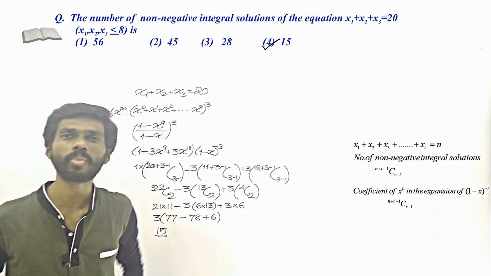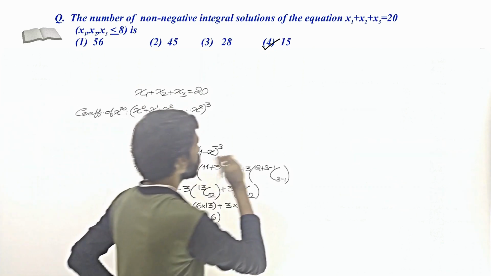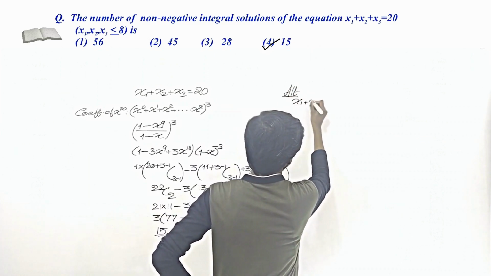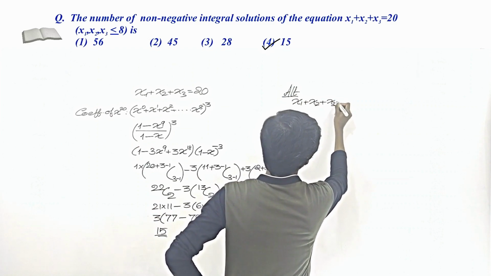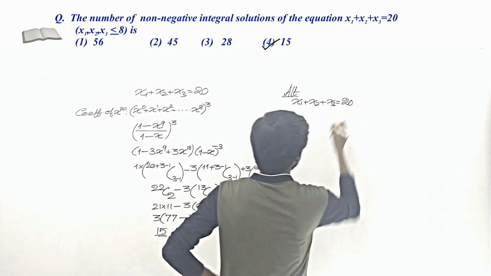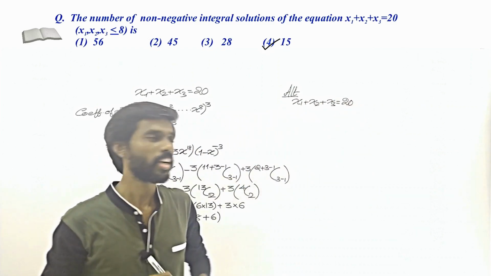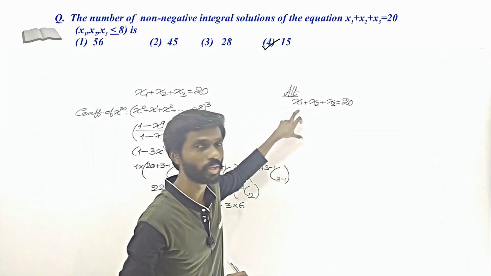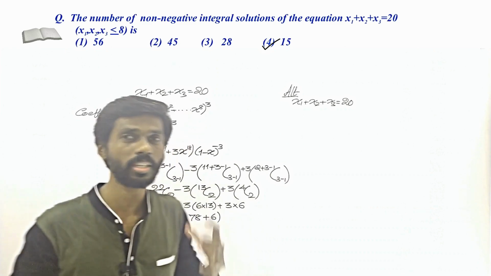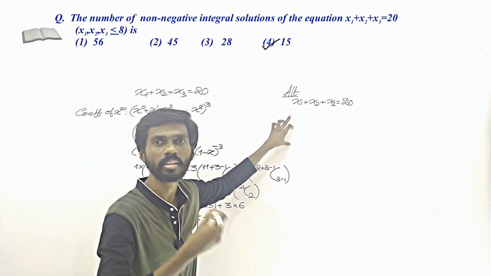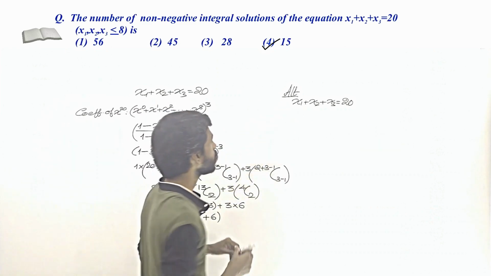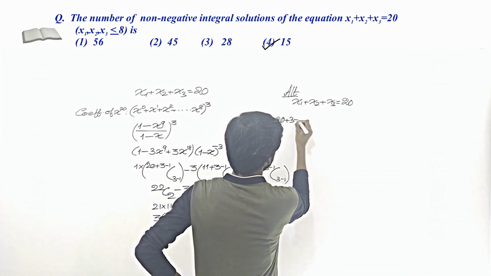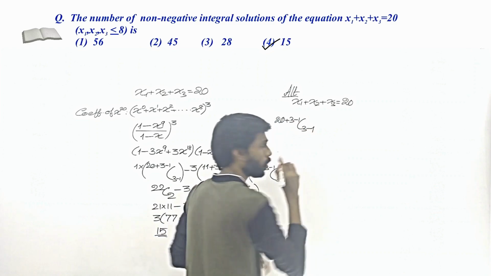Now we'll also do this question by another method. Okay, so it is given that, in the alternative method, x1 plus x2 plus x3 equals 20, but no value should exceed 8. Now let us find the total number of solutions without any restriction. From that you subtract the cases in which our variables exceed the given value 8. Alright, what is the total number of solutions? So that is 20 plus 3 minus 1 C 3 minus 1. This is the total number of solutions.